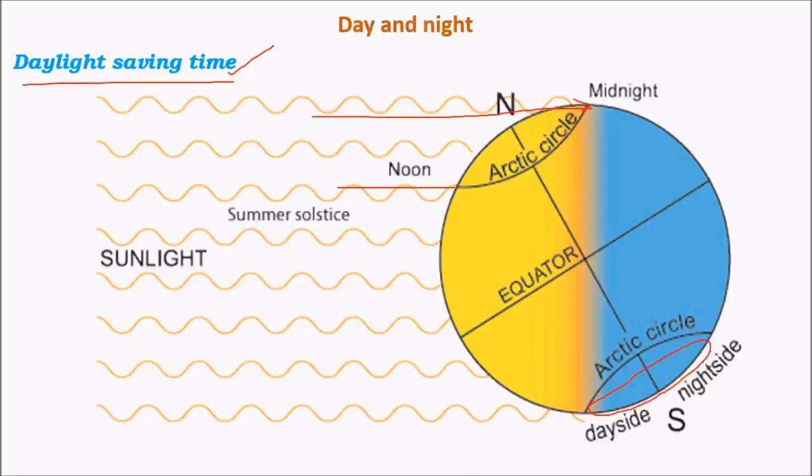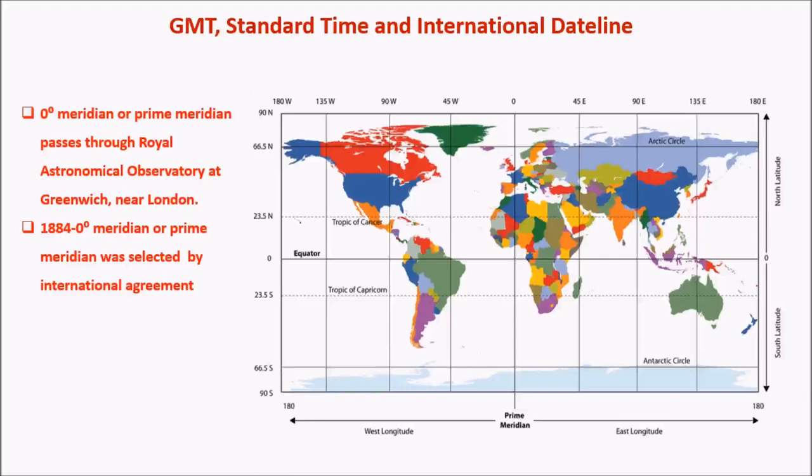So this is one productive step taken during crisis situations like wars, etc. But even now, this is followed in some countries. In India, we don't follow this daylight saving system. Now let us take a look at other important concepts like Greenwich Mean Time, Standard Time and International Dateline.